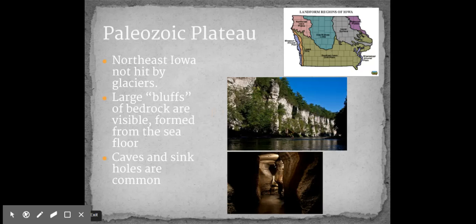They believe that all of Iowa was once underwater and was actually created from some organisms that piled up to create our huge limestone rocks. Because it's limestone, the water easily erodes it and moves it away, creating caves and sinkholes.